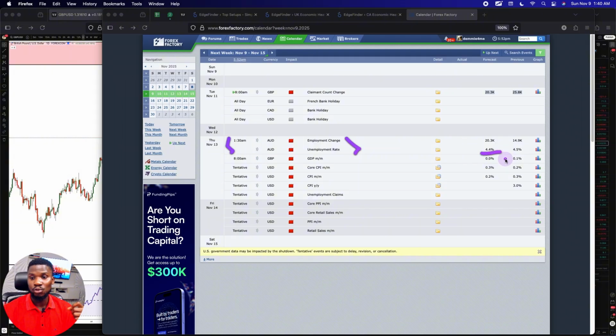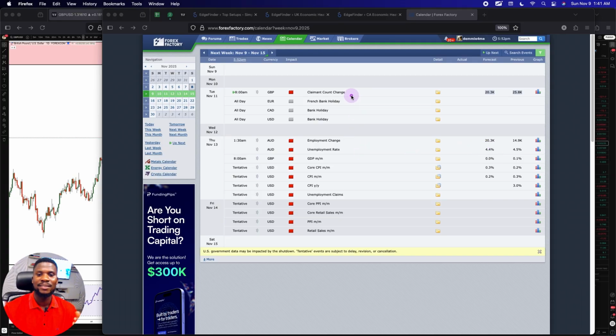Unemployment is expected to drop by 0.1%. Good. Employment change is expected to rise by, give or take, 5.5K, which is actually very cool. That's your employment change. Apologies for that. Which is very good, and it's gonna bolster XAUUSD to the upside.